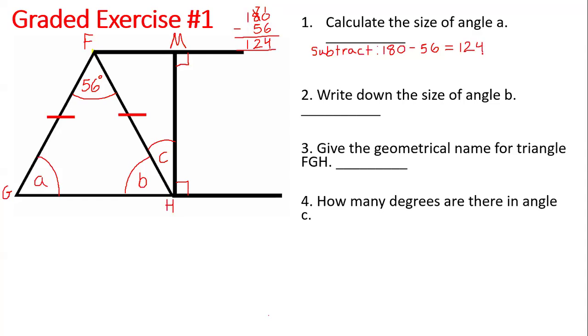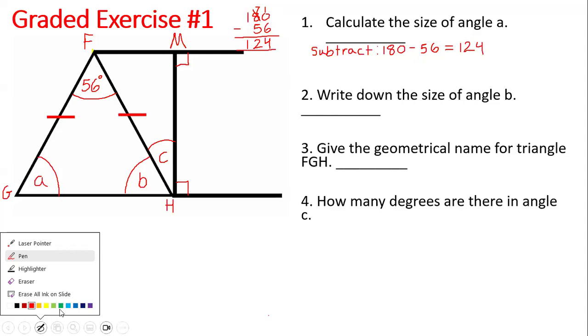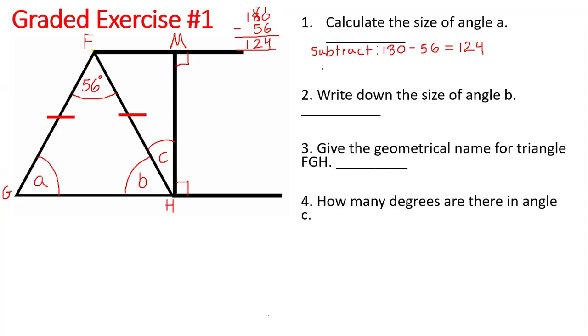124. And Kylie, what's the next step that we do after we get 124? Kylie. We divide. I said Kylie. Kylie, what's the next step?